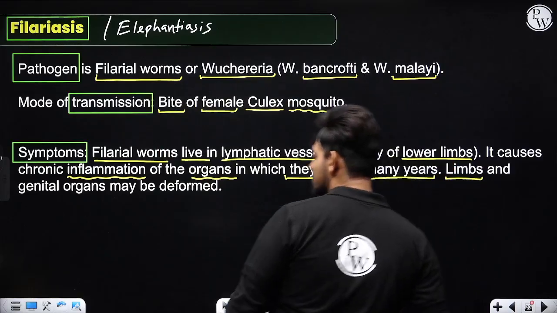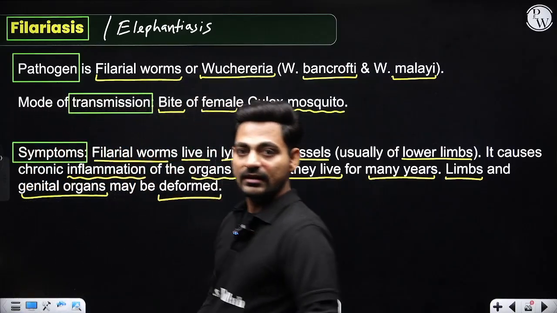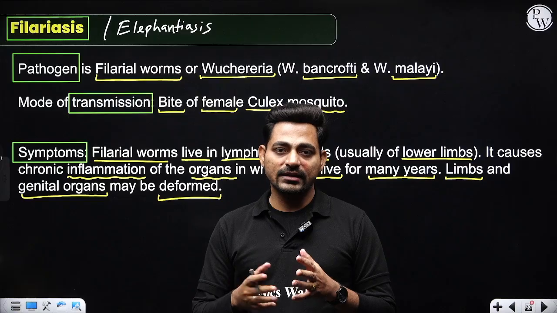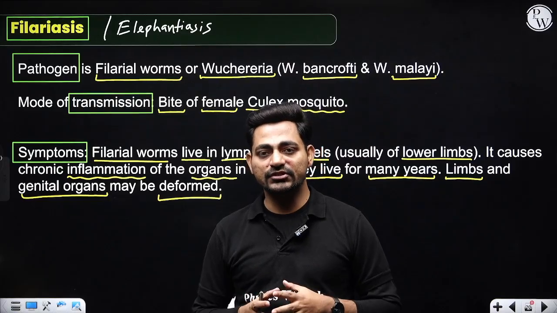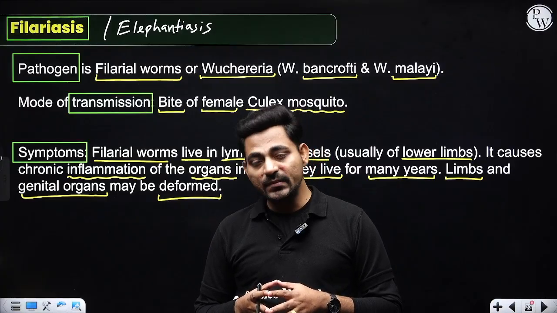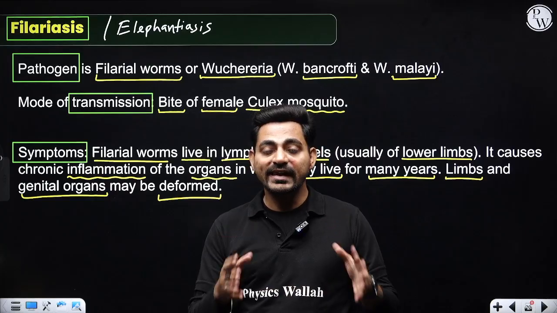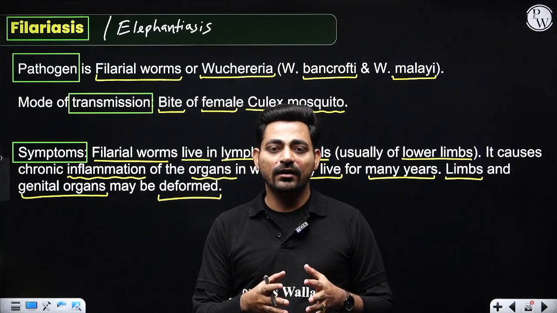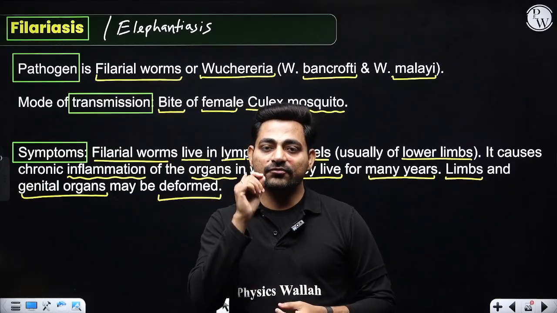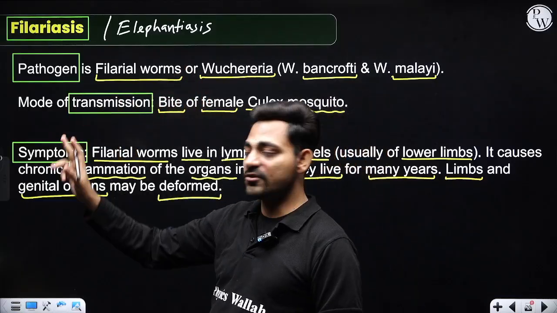They live in limbs and genital organs. Inside limbs and genital organs, they will thrive and increase their population, and that will cause deformities of the penis, deformities of the testes, deformities of the pelvic region, deformities of the legs. Sometimes the legs will swell up, and that's why it resembles the leg or foot of an elephant. So another name of the disease is elephantiasis or elephant foot disease.